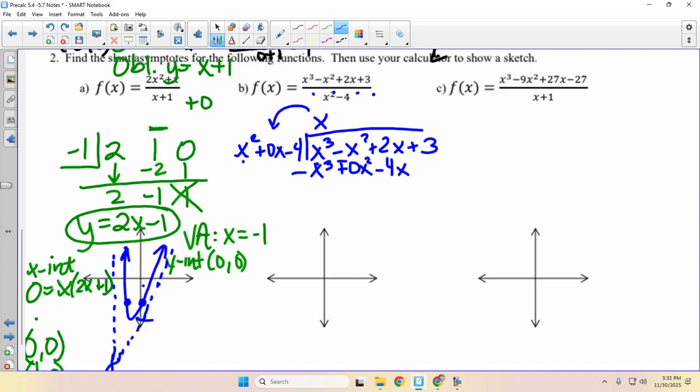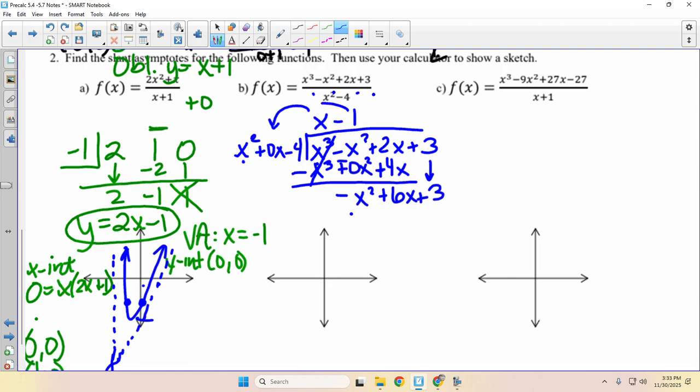Negative, negative, positive. So these cancel and get 0. Negative x squared minus x squared is negative x squared. 2x plus 4x is 6x. And then we bring down the 3. Then we go, what do I multiply x squared by to get negative x squared? That would be a negative 1.